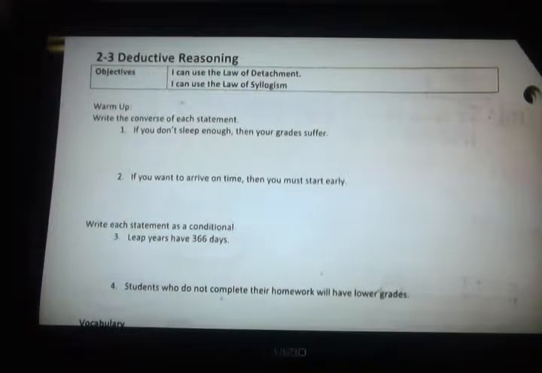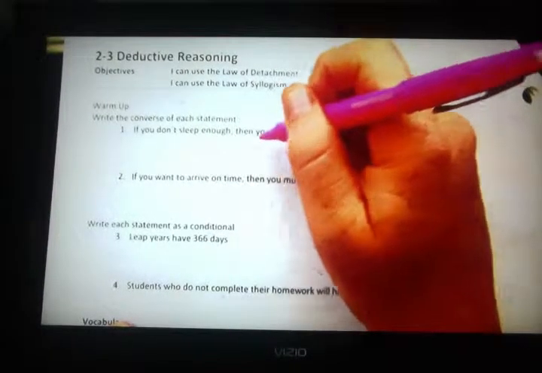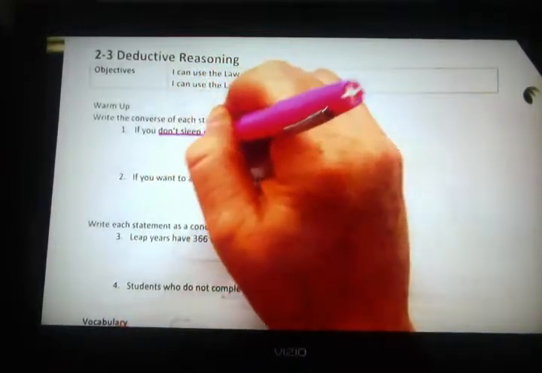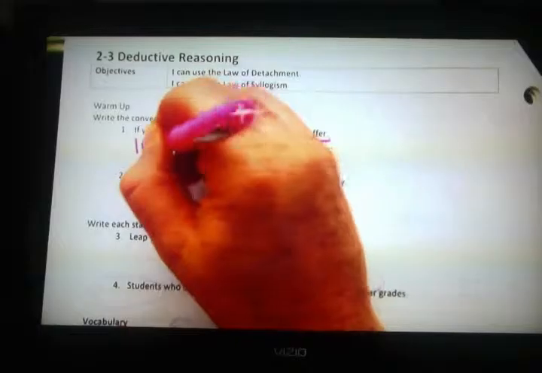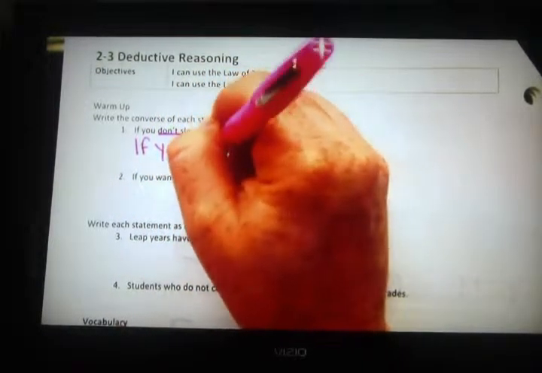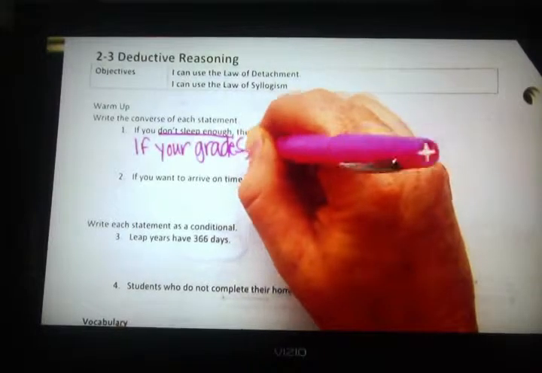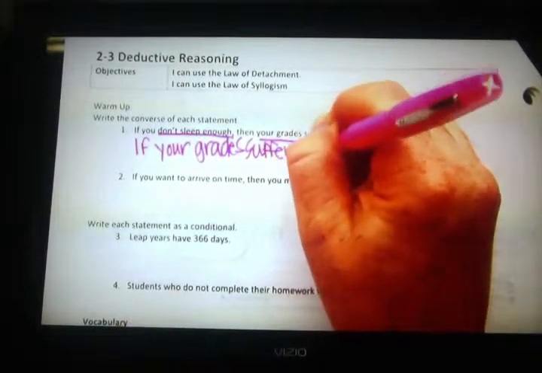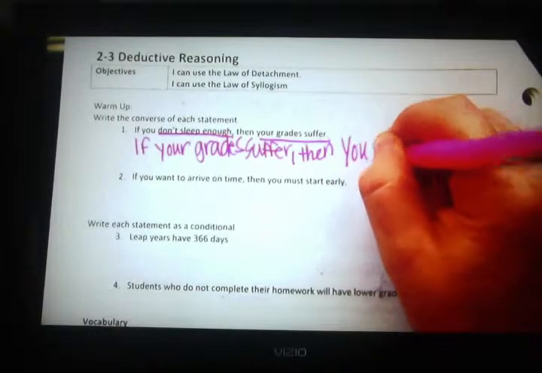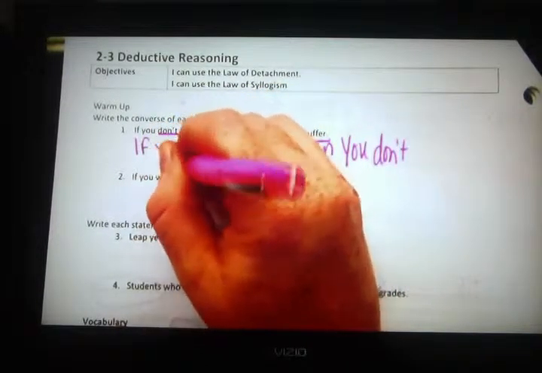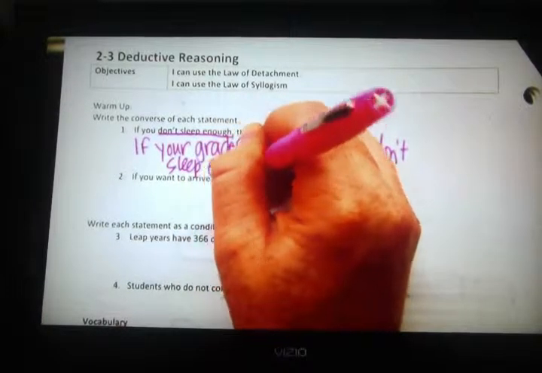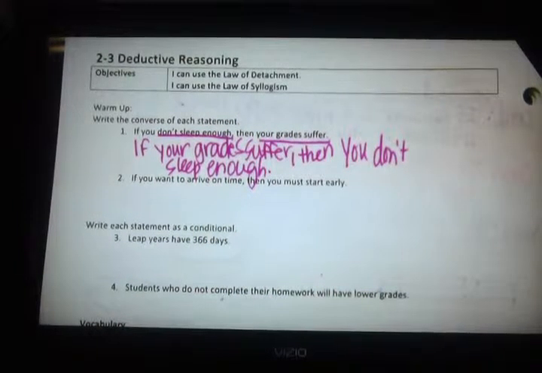Okay, so you should be able to conclude for your converse, switch your grades suffer and switch don't sleep enough. So if your grades suffer, then you don't sleep enough. Okay, so number 2 should have said, if you must start early, then you want to arrive on time.